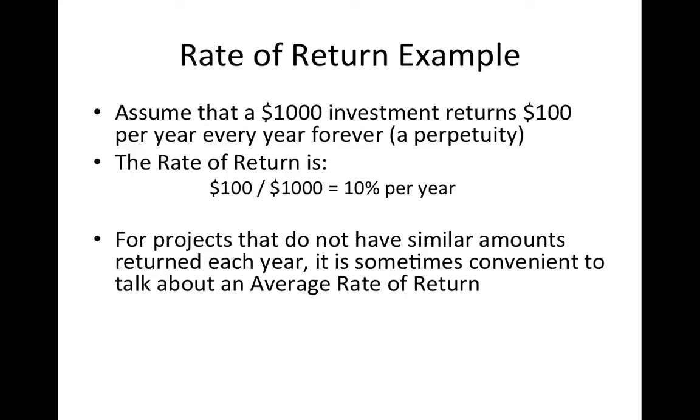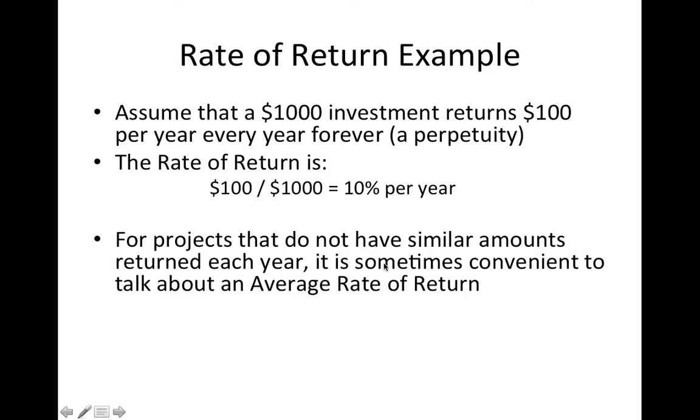Simple example of this, assume that you invest $1,000, and each year this thing returns $100 every year forever. So it's what we would call a perpetuity. The rate of return per year is then 100 over 1,000, so that equals 10%. So you have a 10% return, and that's what you would usually say. You might just say it has a 10% return, and you just need to know that by that what we mean is a 10% return per year on whatever it was that was invested. That's a very simple example.